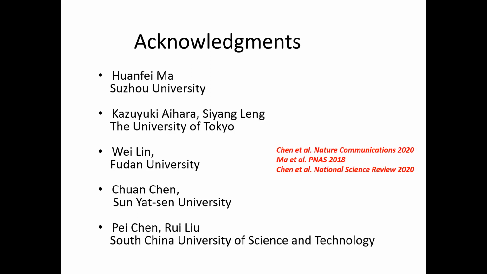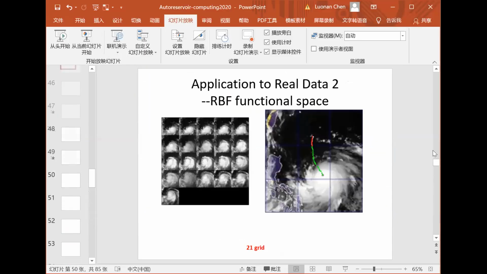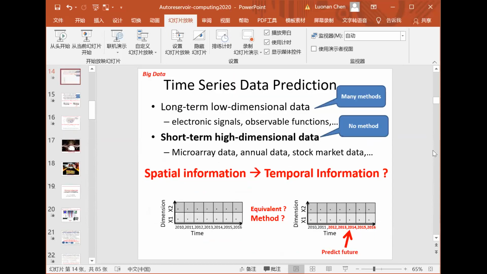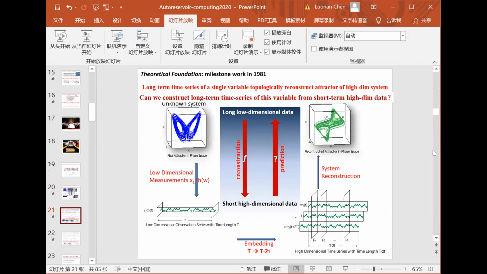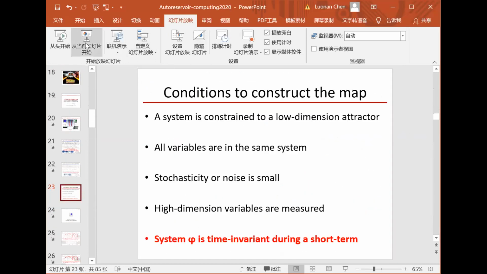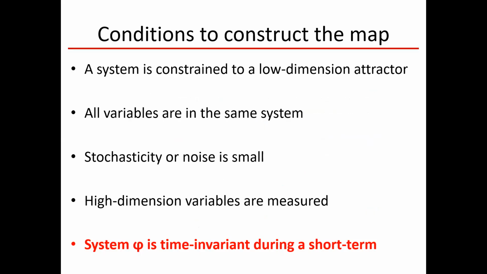So there are a few conditions. To reconstruct the map, we need four conditions. The first one is that the system is high dimensional, but the attractor, the steady state, is constrained to a low dimension. This is condition one. I think most of our physical systems and biological systems satisfy this condition.